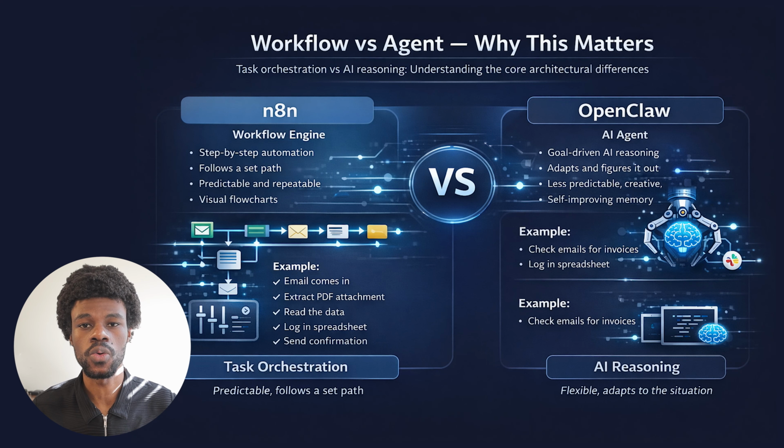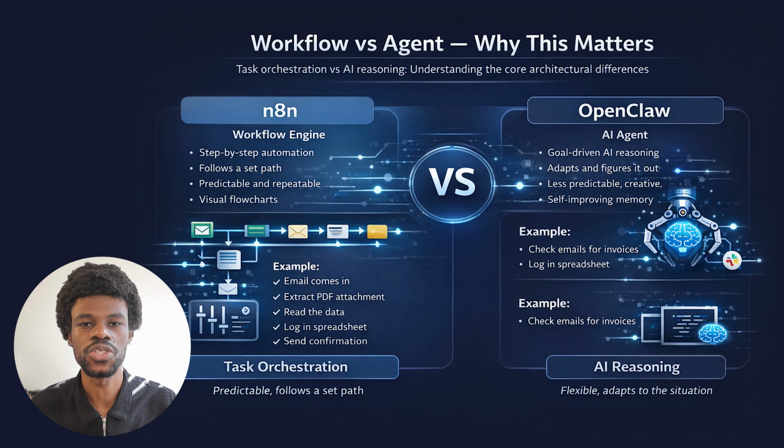But when it comes to OpenClaw, it's an agent. So all you do is give it a goal and it decides by itself how to get there. It can adapt, reason, and handle situations you didn't actually plan for. But that also means it's less predictable. Sometimes it will take a different path than what you wanted it to do and what you expected.